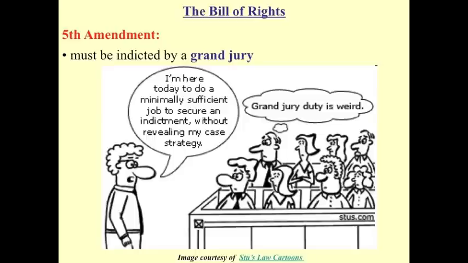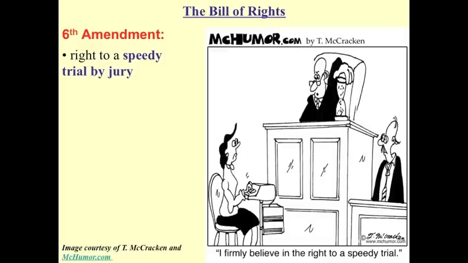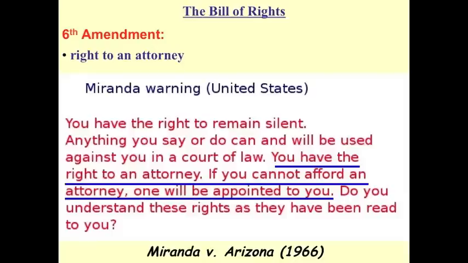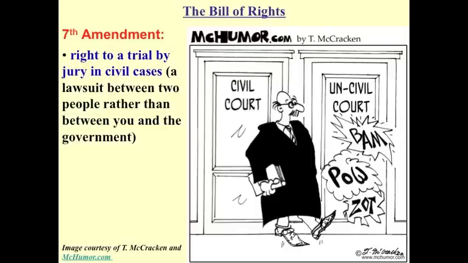During a trial, you must be indicted by a grand jury. And then the Sixth Amendment gives you the right to a speedy trial by jury. So you're not going to spend 10 years in prison waiting to get an actual trial. It needs to occur quickly. You will also have the right to an attorney even if you cannot afford one. You have the right to a trial by jury in civil cases. And civil cases is basically when you sue someone. So it's you and another civilian, another person, not you and the government.